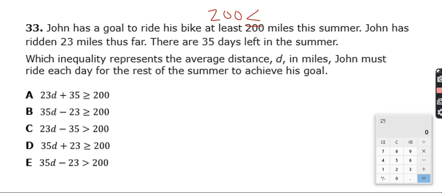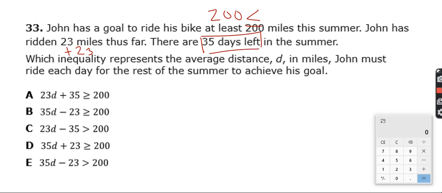So let's move on. John has ridden 23 miles thus far. That number is not going to change. That is going to stay constant and be added to our final amount. So we have 23, that is a positive 23, we're adding it, so plus 23 miles. Then there are 35 days left in the summer. Keep that in mind, there are 35 days left.